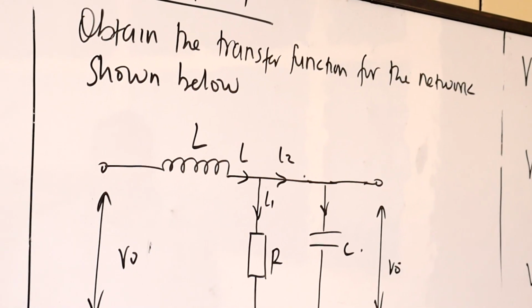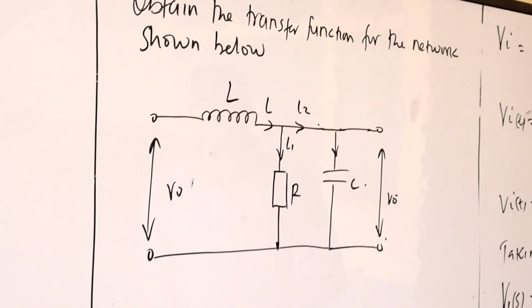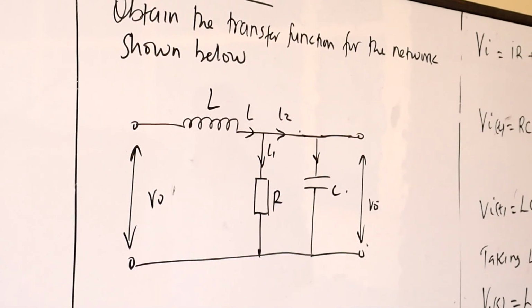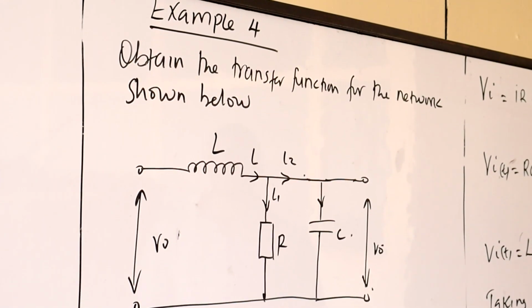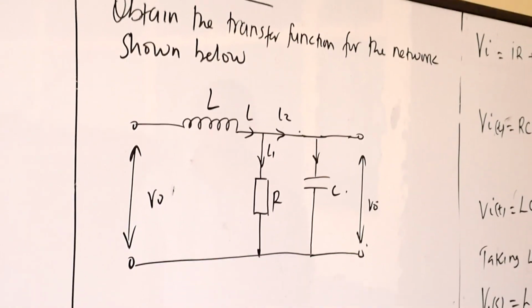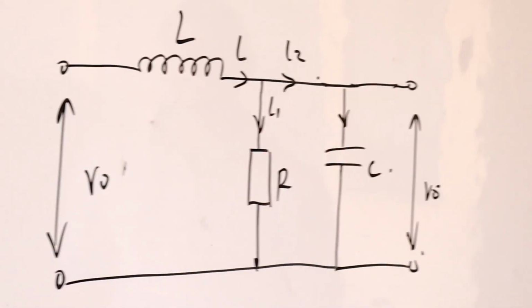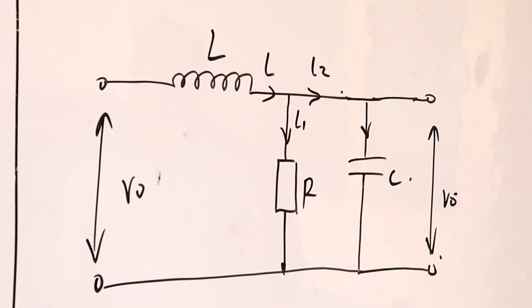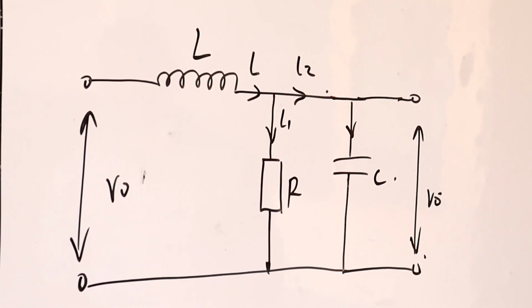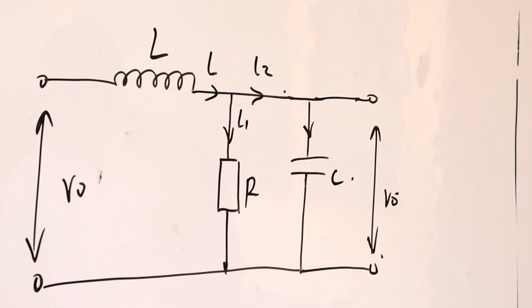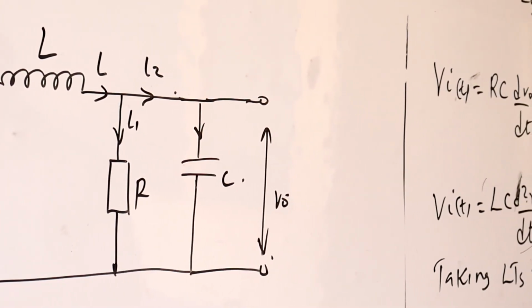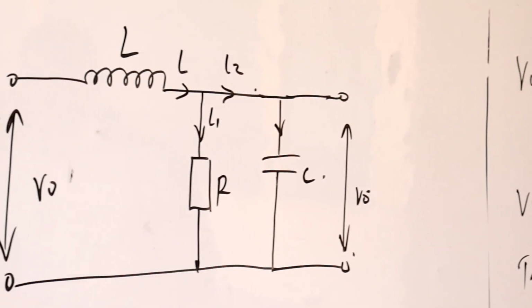This one looks a little bit complicated. We can look at example 4, whereby we are asked to obtain the transfer function for the network shown below. And this one, we can look at in terms of using the KCL, the Kirchhoff laws. We can always obtain the integral differential equation, then from the integral differential equation, we can have the transfer function.